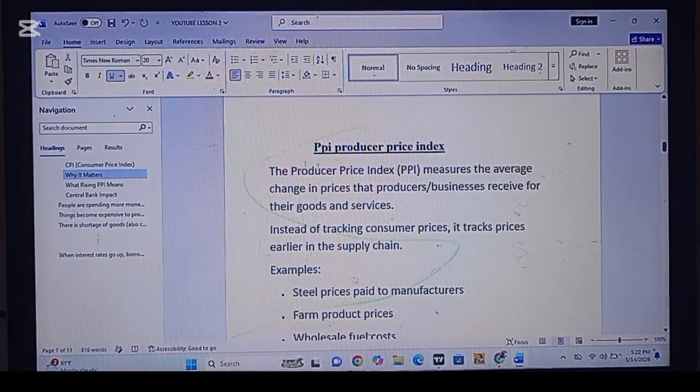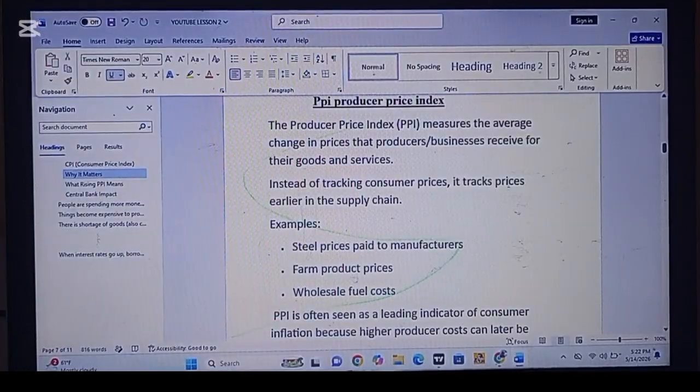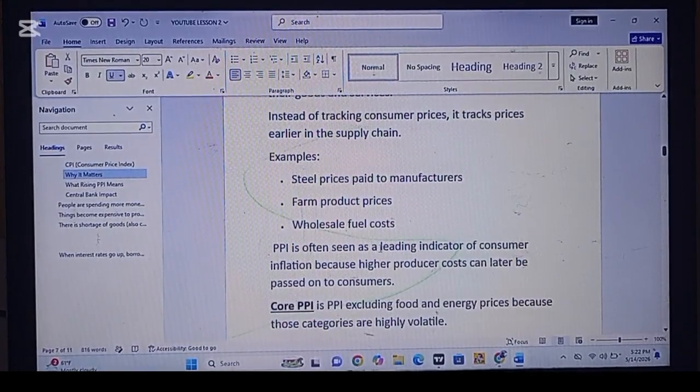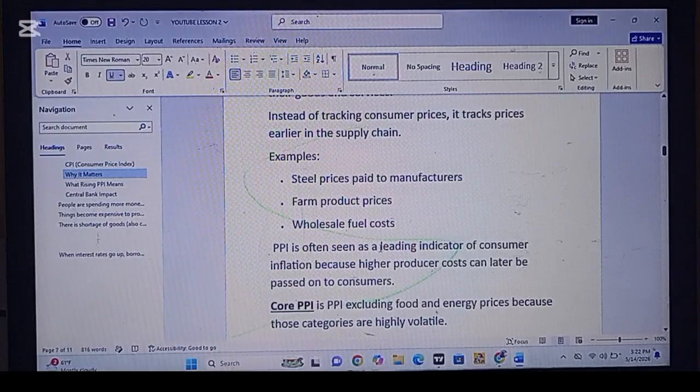So instead of tracking consumer prices, it tracks prices early in the supply chain. Example, I'm even giving you an example: steel prices paid to manufacturers, farm products prices, and wholesale fuel costs. Let me take, because in Kenya we are a very agricultural country, the farmer who is doing all the work, planting potatoes, onions, tomatoes, etc.